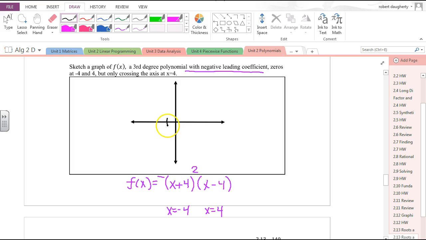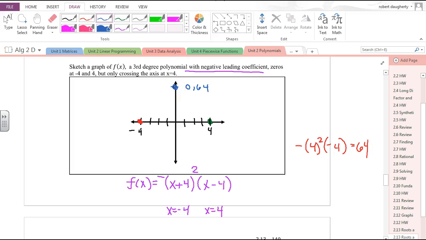So 1, 2, 3, 4, 1, 2, 3, 4. So this polynomial will cross at 4. It will not cross at -4. And what is the y-intercept? The y-intercept is negative. You plug in a 0, you get what? 4 squared times -4. This is 64. So at 0, 64, that is the y-intercept, okay?